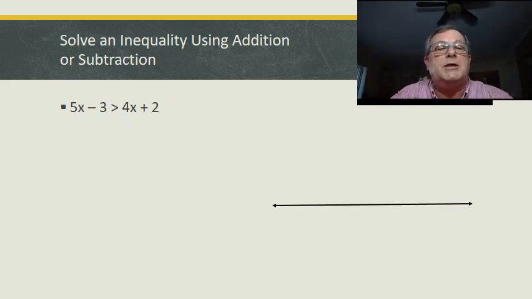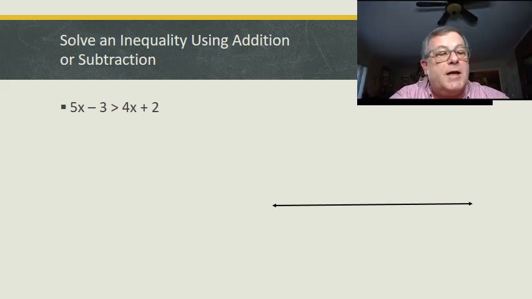All right, so let's look at a second example coming from page 34 of the textbook under the example 1 guided practice. This is number 1b, where we've got 5x minus 3 is greater than 4x plus 2. So again, as I approach this problem, I want to get my variables on one side of the inequality. I want to get my constants on the other. My variables here are 5x and 4x. My constants are -3 and 2.